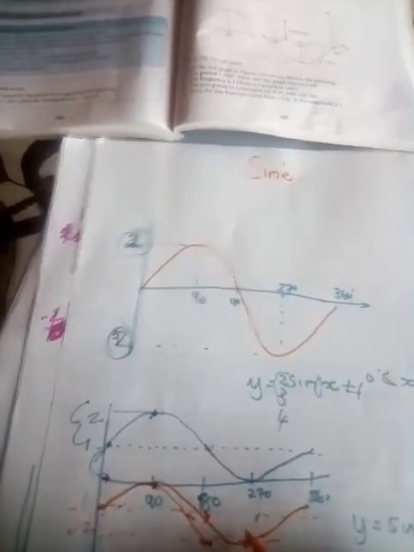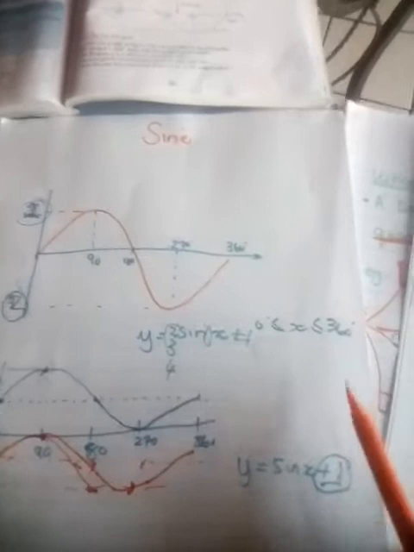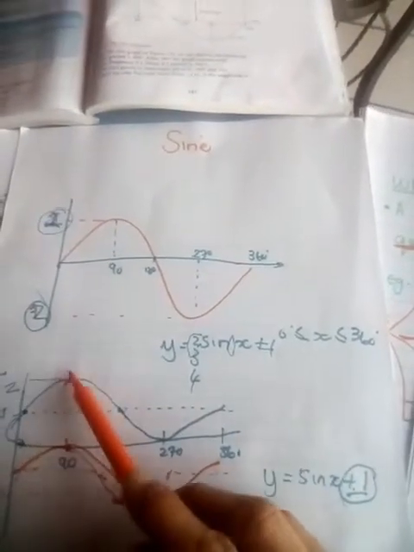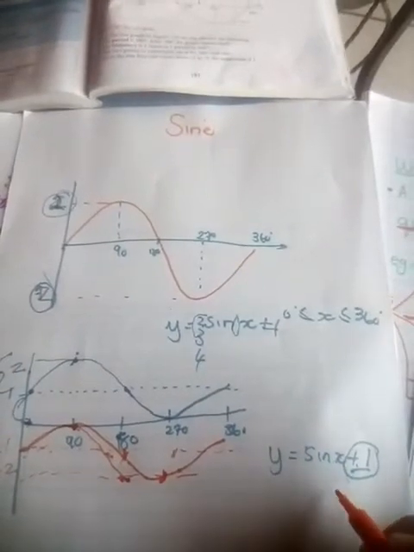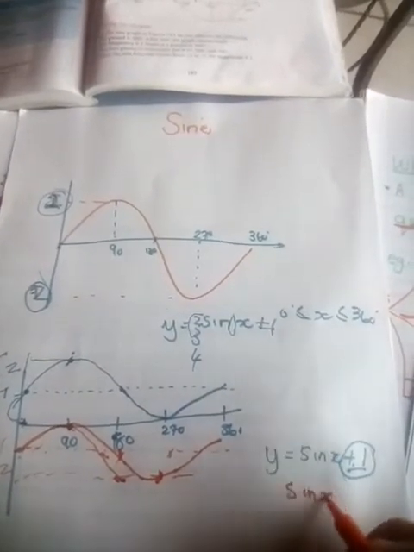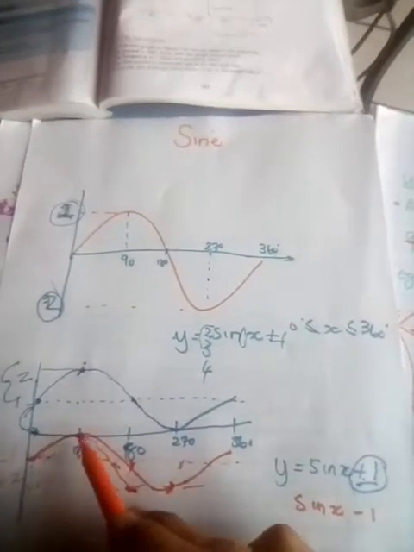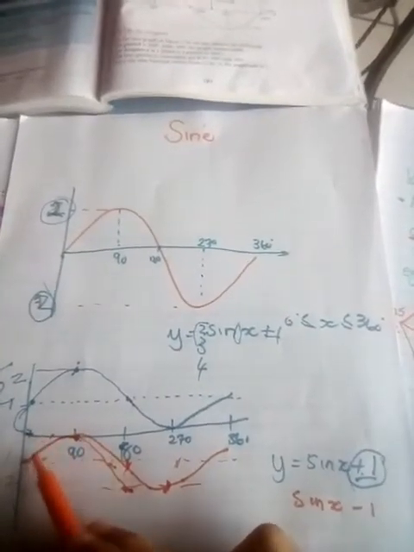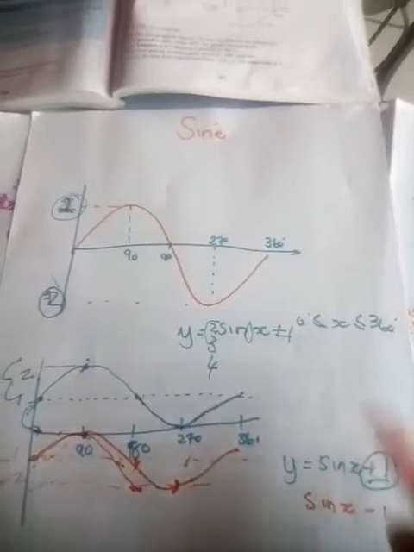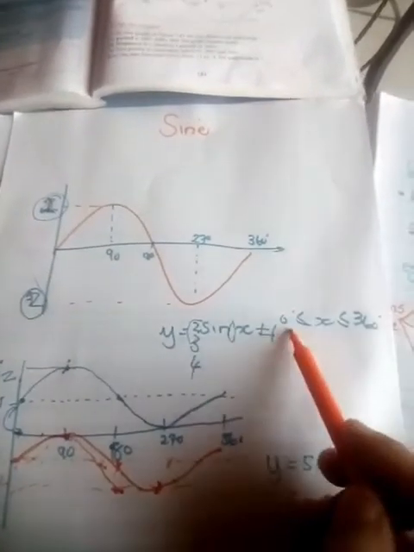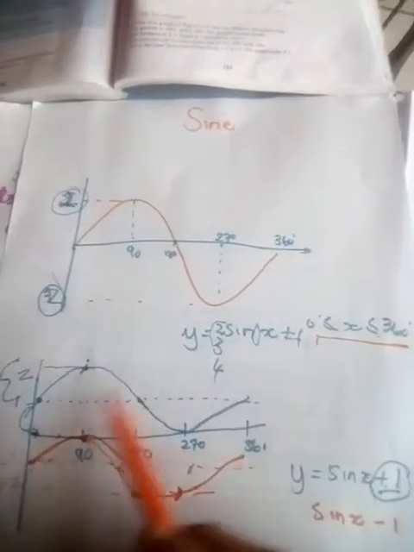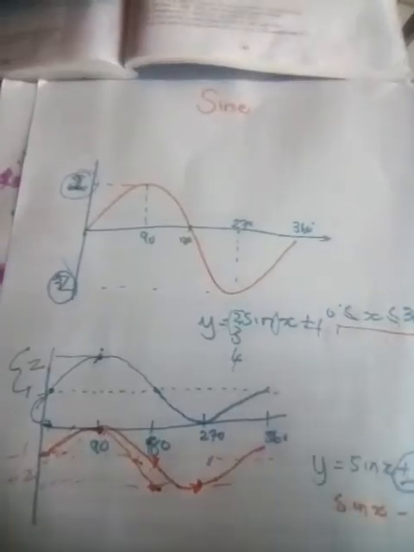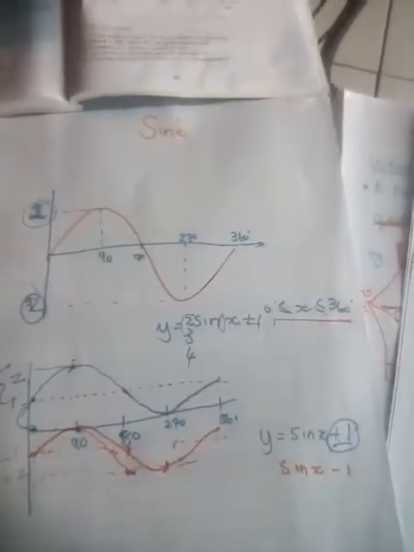turn there, 270. So if it's +1, shift up by 1 unit. If it's -1, sine x -1, it will shift down. Instead of starting there, it will shift down by 1 unit. And pay attention to that. It lies between period 0 and 360. That's that.